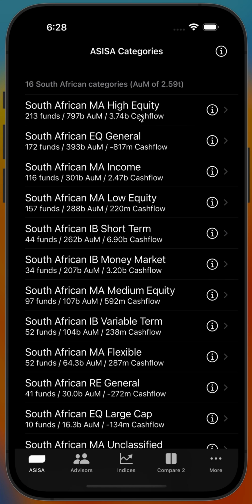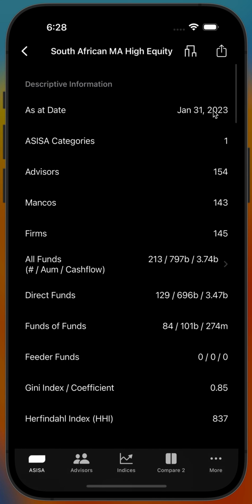That's the net cash flow, so all the ins and outs of all the individual funds on an aggregate basis. If we click on the information button, that will give us a certain amount of information on the ASISA category. It's just telling you the data is to the 31st of January. It's only one ASISA category. There are 154 advisors, 143 mancos, 145 firms.